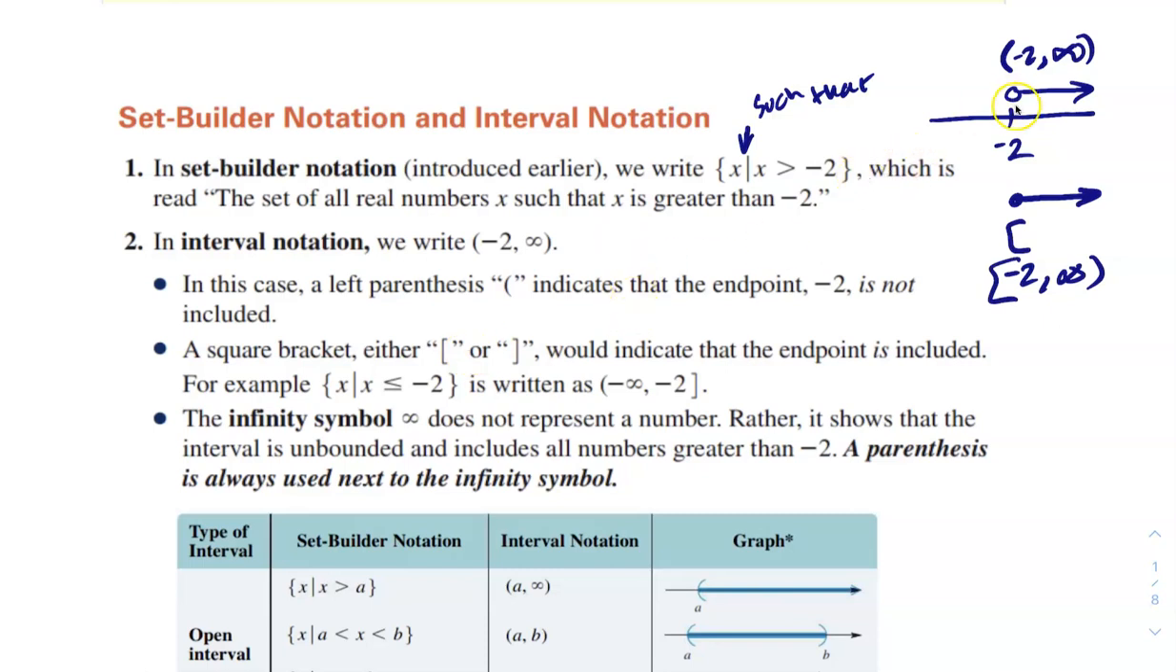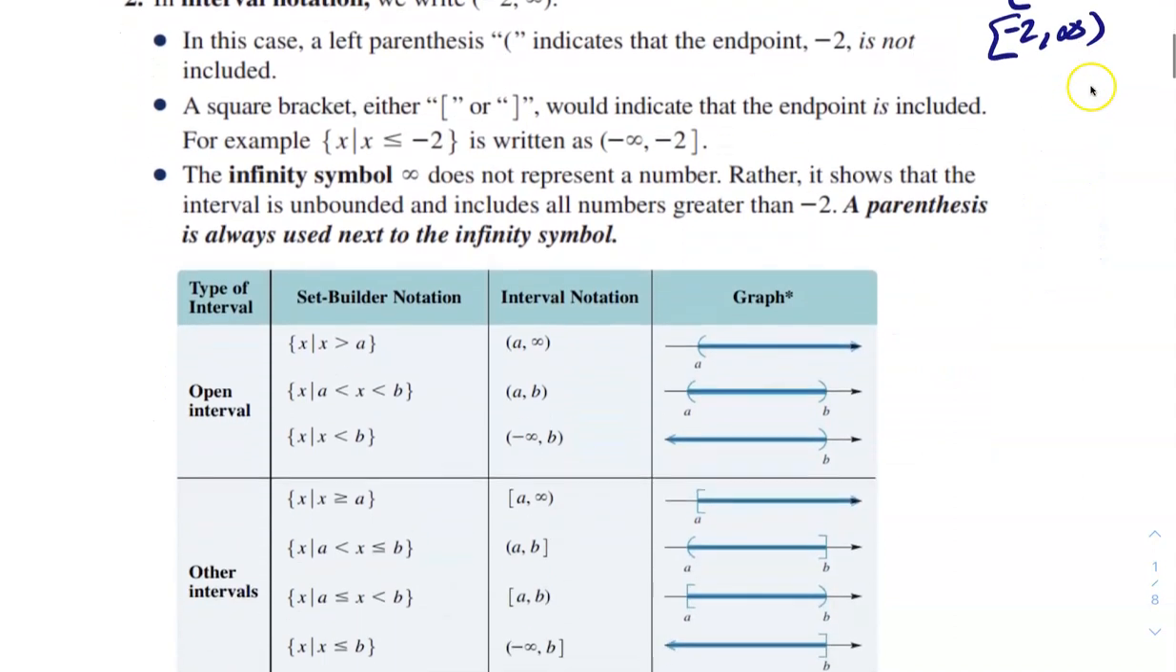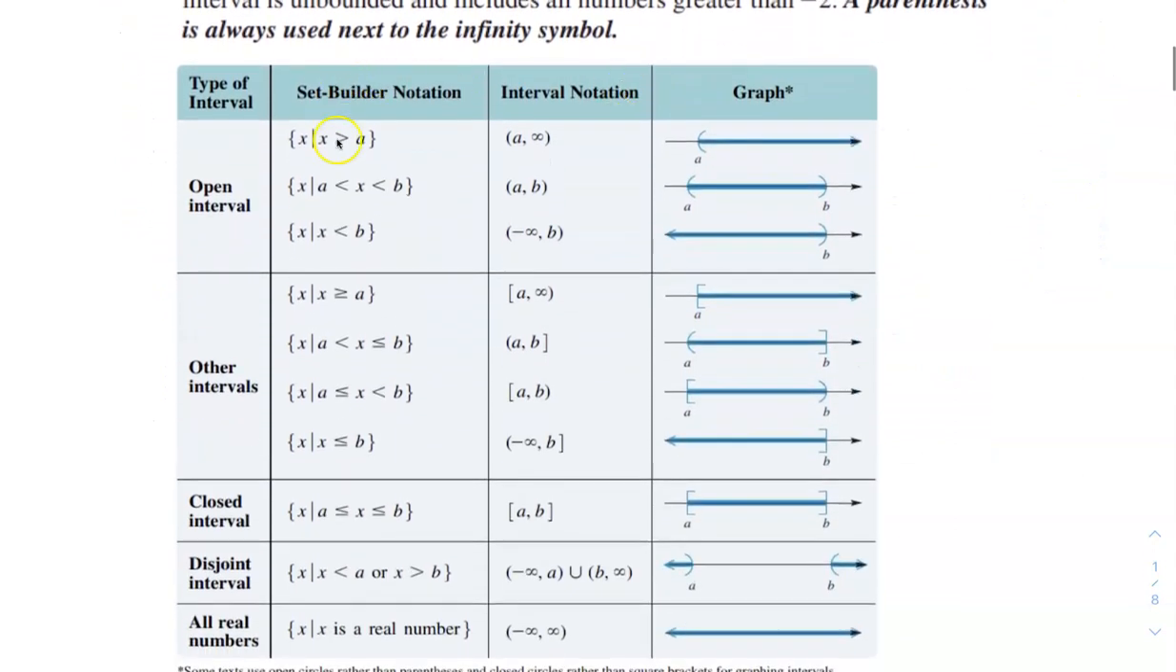Infinity is always a parenthesis because you can never reach infinity. It's not an actual number. That's what this stuff here says. So key things: open circle, parenthesis; closed circle, bracket. Arrows are always infinity, which are always parentheses because you can never reach them. And you can see here all the different notations of it. So if you're greater than A, you're from A to infinity. And then here's a graph version of it.